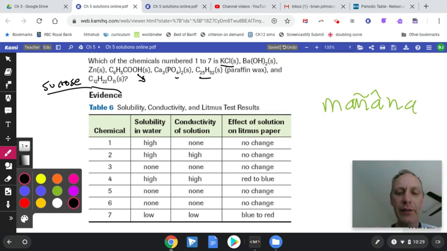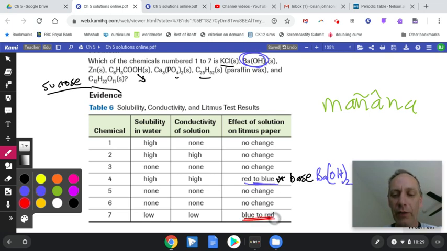So let's eliminate some right away, some pretty unique ones. This is the only one that turns litmus paper red to blue. So red to blue means base. So which of those 7 compounds is a base? Well, according to Arrhenius's theory, a base is an ionic hydroxide. So there it is, Ba(OH)2. It's the only one that is an ionic hydroxide that can produce OH minus, causing litmus to turn blue.